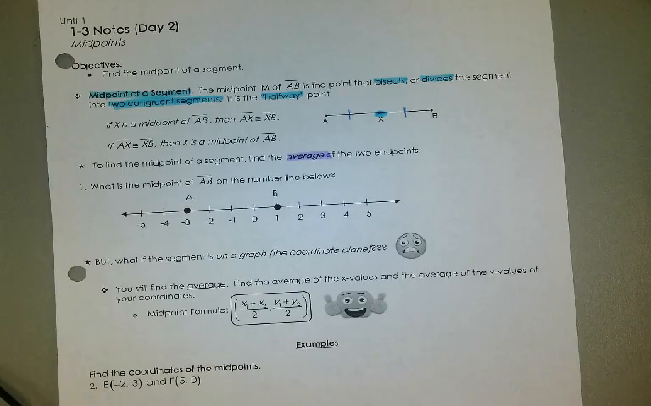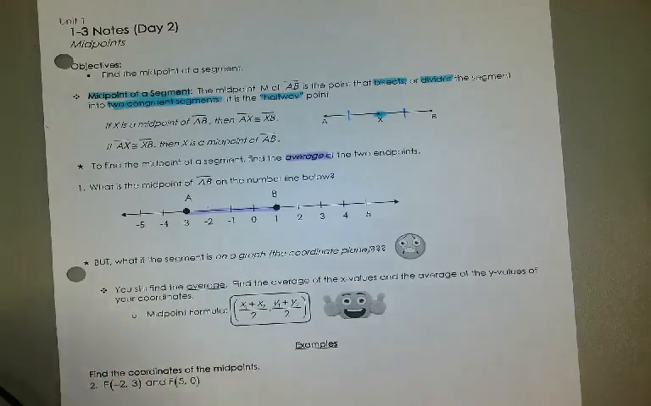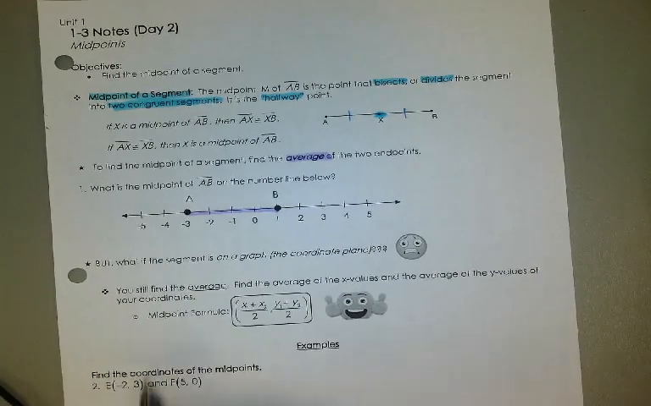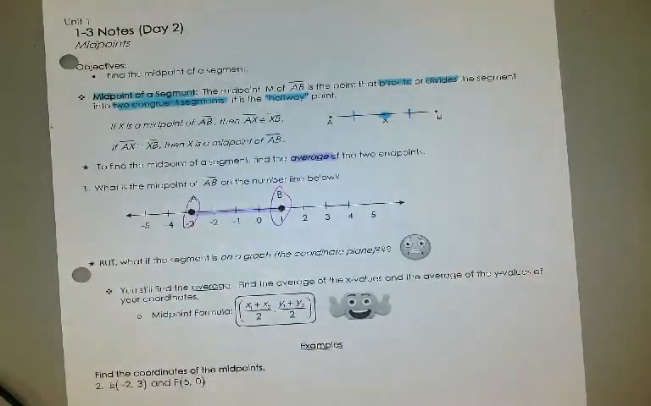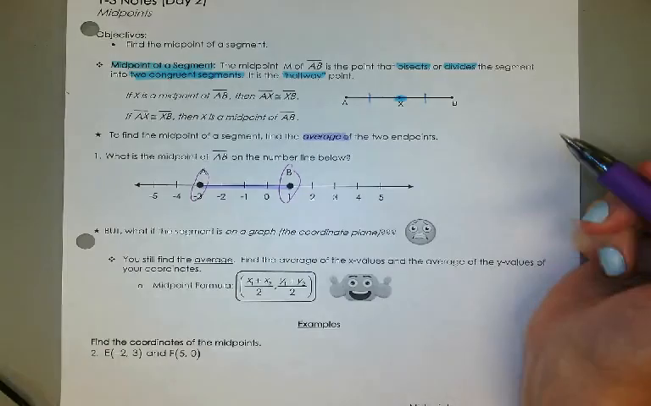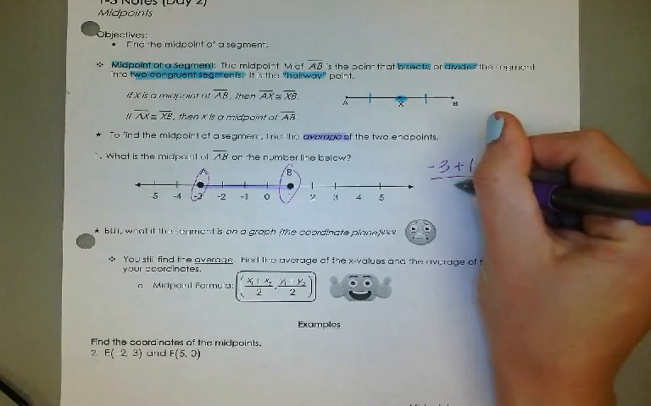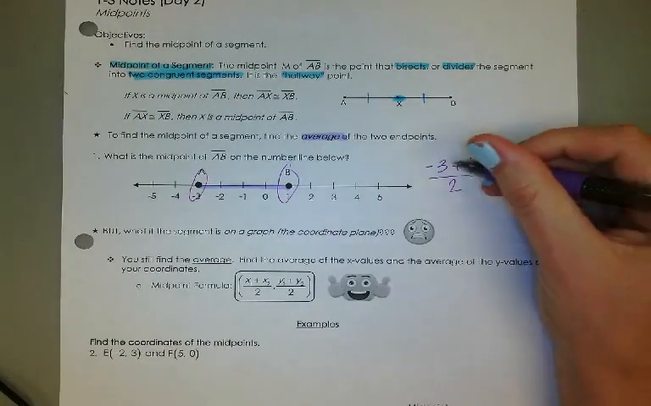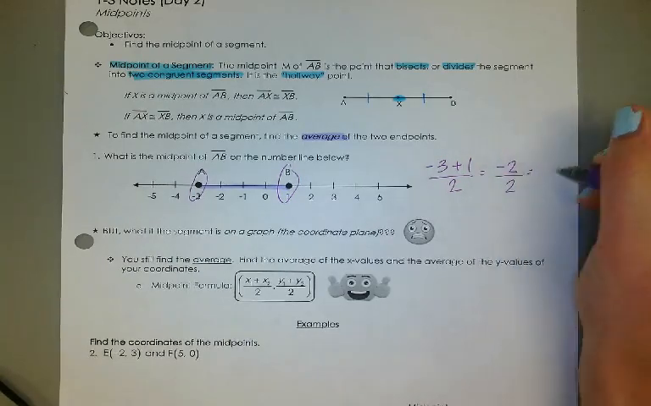and then dividing by 2. So if you look at the first example here, what is the midpoint of segment AB on the number line below? So here's segment AB. In this case, we're finding the average between the two points. Point A is at the coordinate -3. Point B is at the coordinate 1. So to find the midpoint, I will find the average between -3 and 1. So I add -3 plus 1, and because there are two things, we divide by 2. So -3 plus 1 is -2, divided by 2 gives us a value of -1.